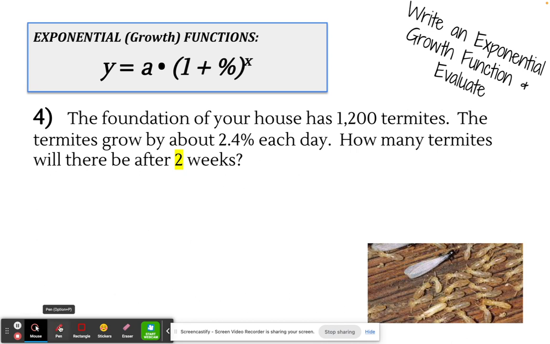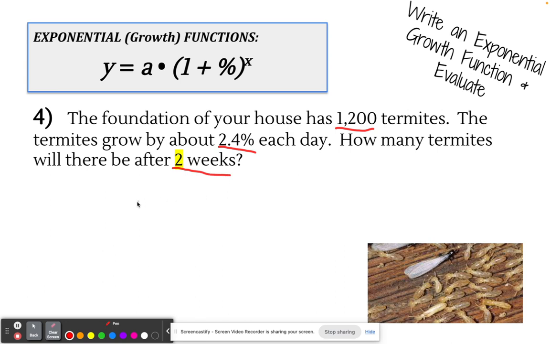This one kind of grosses me out. It says the foundation of your house has 1,200 termites. Yuck. Those are gross looking. The number of termites grows at about 2.4% each day. How many termites will there be after 2 weeks?